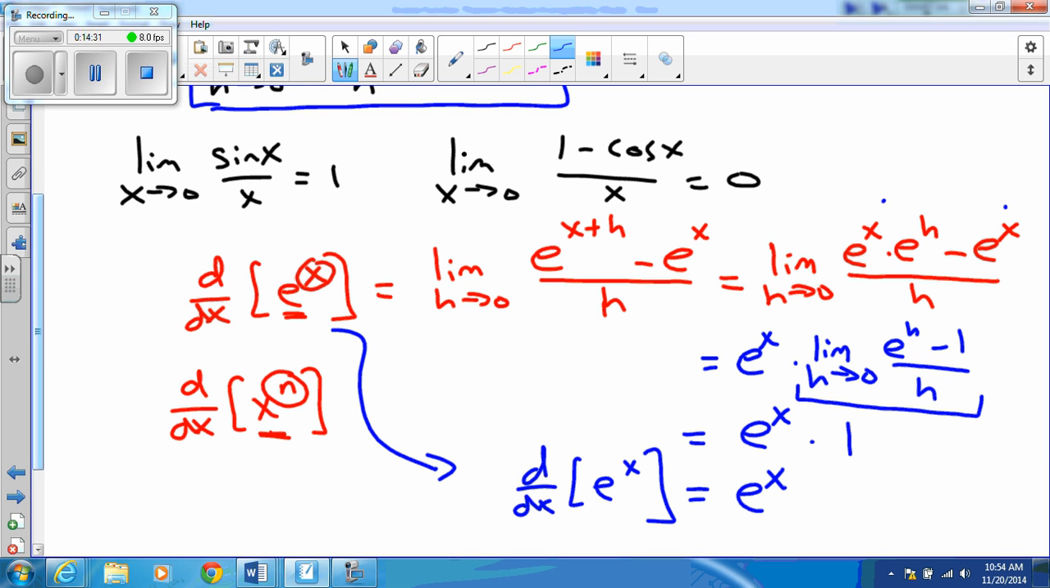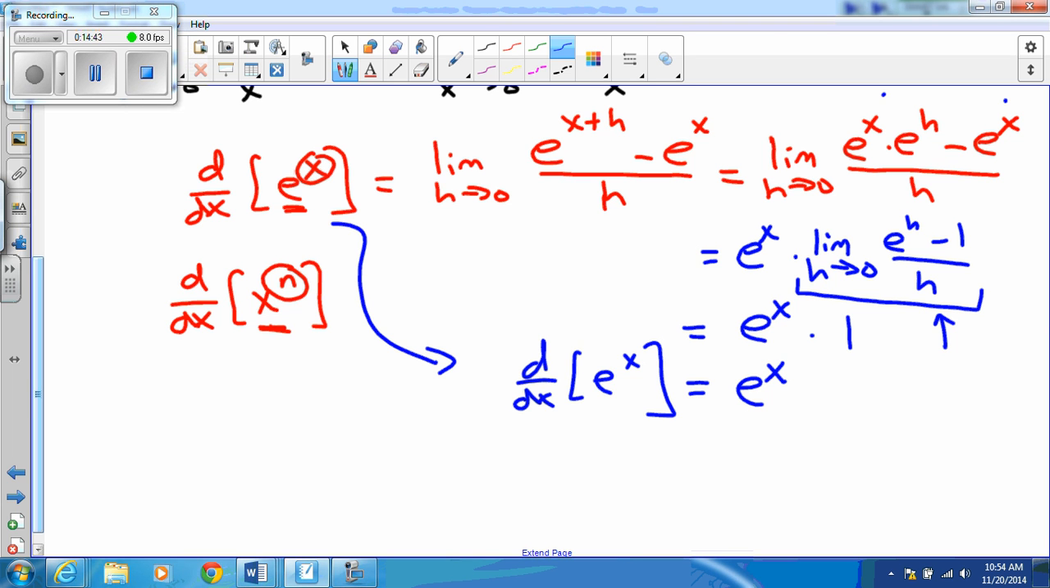Wow. That is actually pretty special. The reason that this happens to work out is because of our special limit. And the reason that our special limit works out, well, that you'll have to wait until you take Calc 2 for.